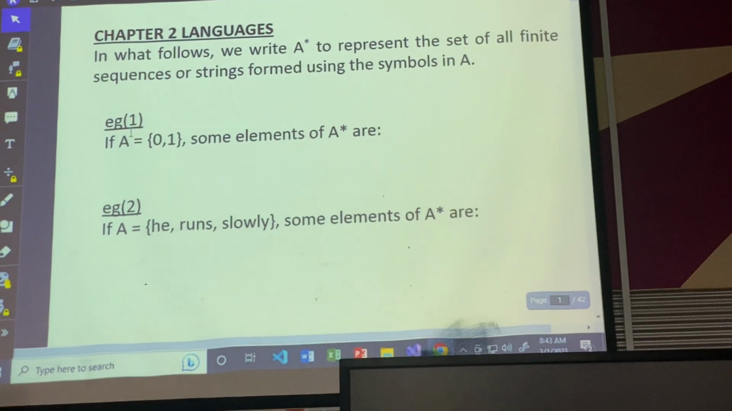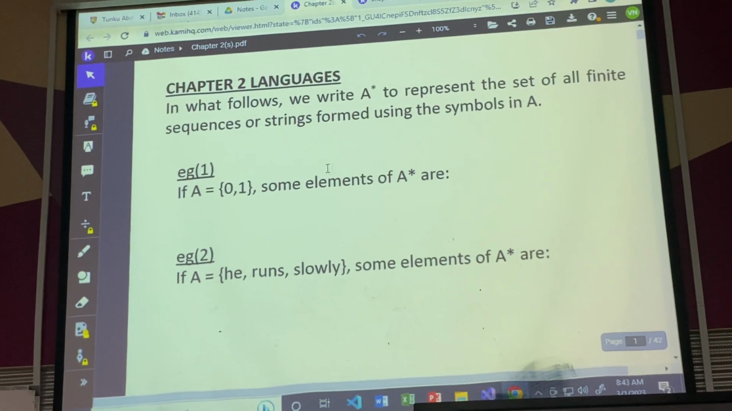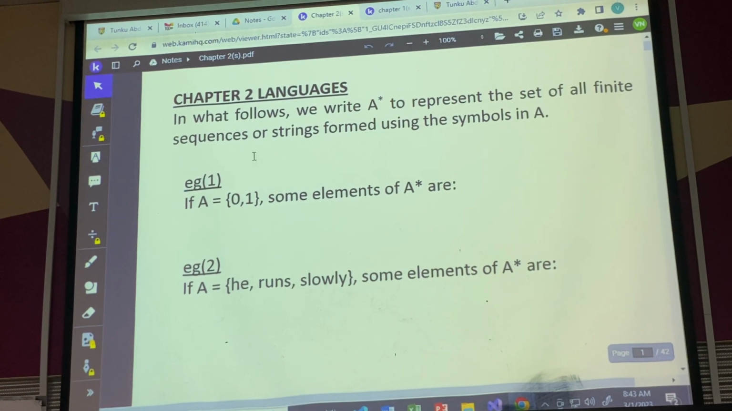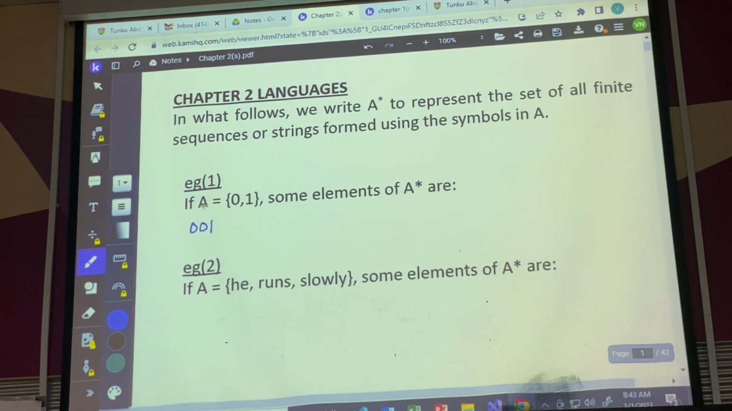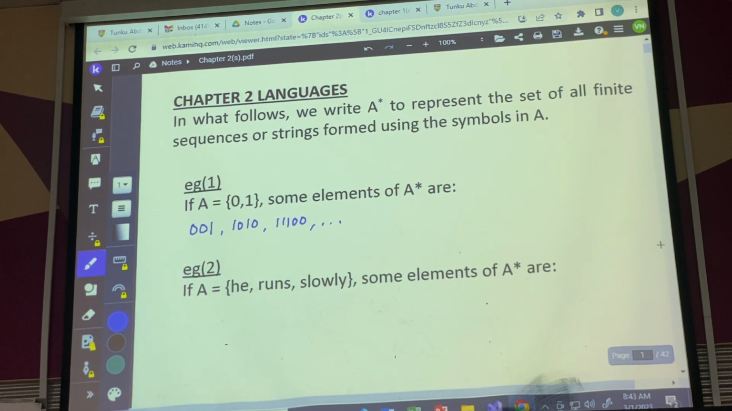So, for example, let's say we have set A with elements 0 and 1. If you want to write elements in terms of a string, we can write it here as 0 0 1. This is an example of a string. We just combine the elements from set A. You can have 1 0 1 0 1 1 1 0 0, and so on. All these are examples of a string. A asterisk will represent the set of strings.